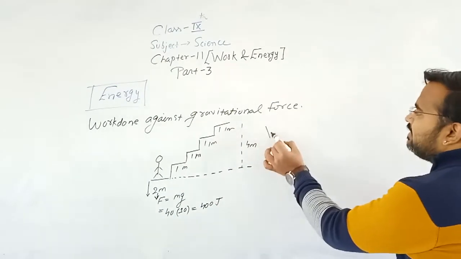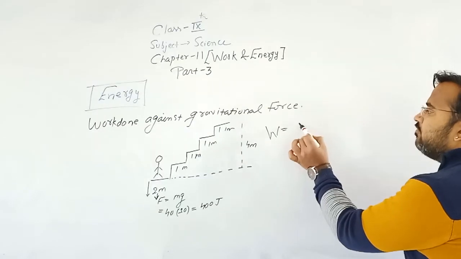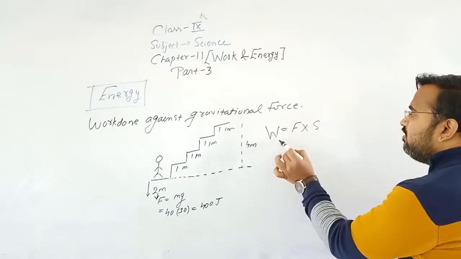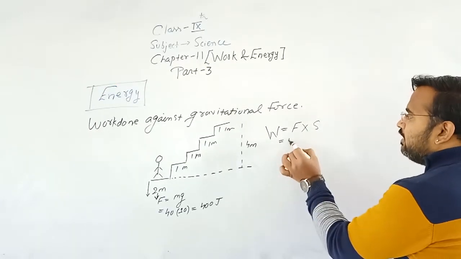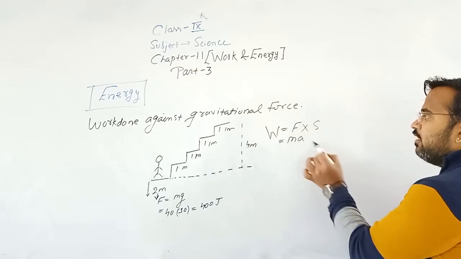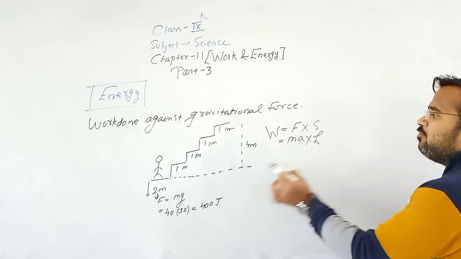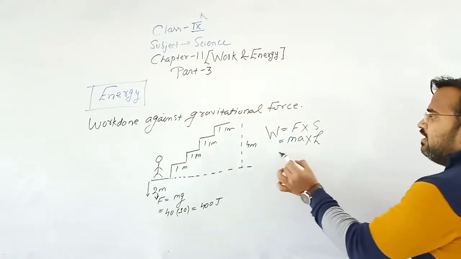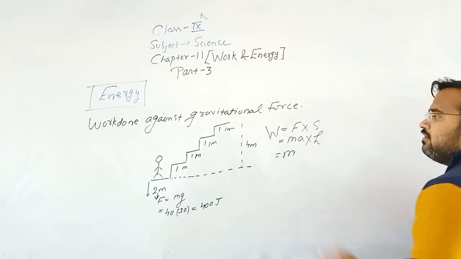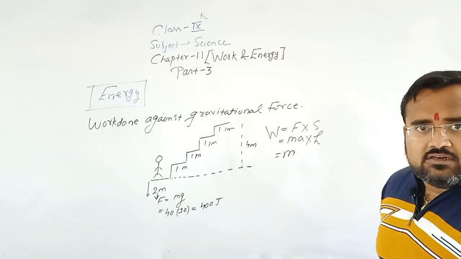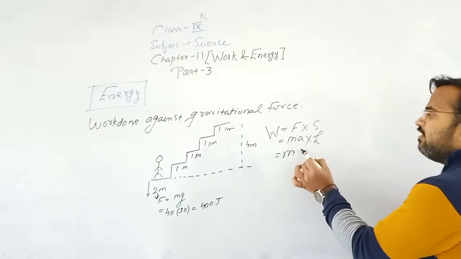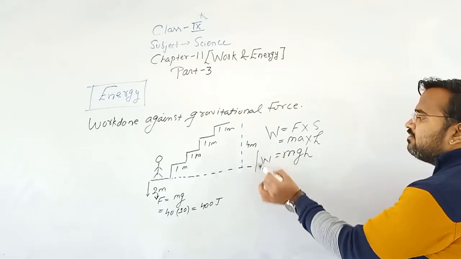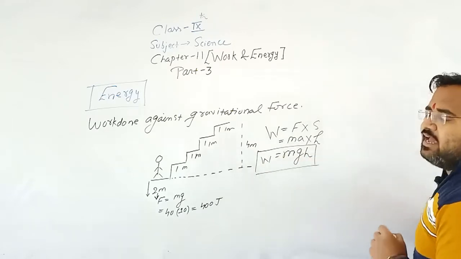The formula for work done against gravity we can write as F into S, force into displacement. We know that the formula for force is ma, and the displacement, how much the boy has displaced from his mean position, 4 meter. As we know that on earth, instead of a we can write g. So the formula for work done against gravity would be mgh.